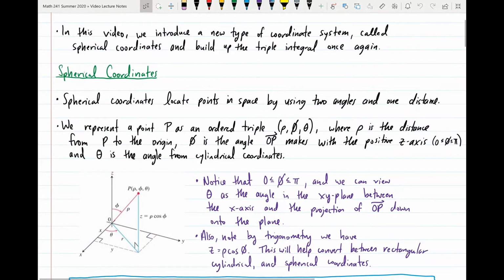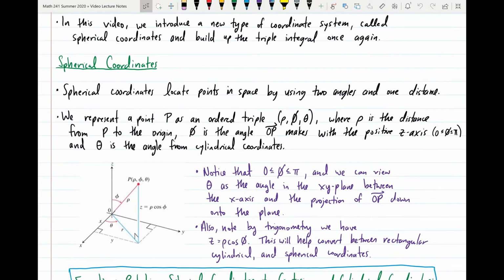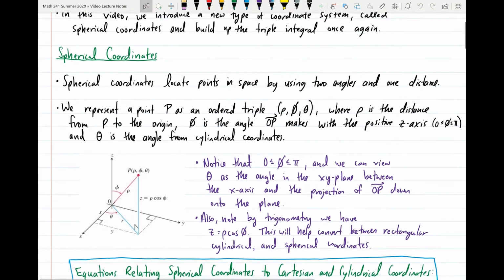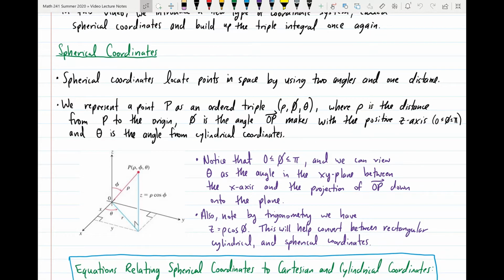So spherical coordinates locate points in space by using two angles and one distance. If you think back to cylindrical coordinates from the last video, we had a coordinate r, a coordinate theta, and a coordinate z. And theta represented an angle in the xy plane, and r and z both represented distances. R represented the distance from the origin in the xy plane, and z represented the vertical distance from the xy plane to the point. But for spherical coordinates, we have two angles and only one distance.